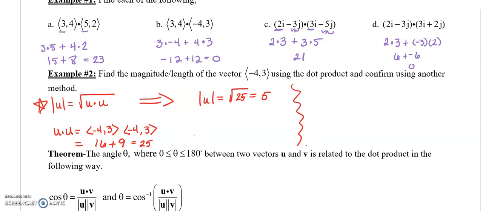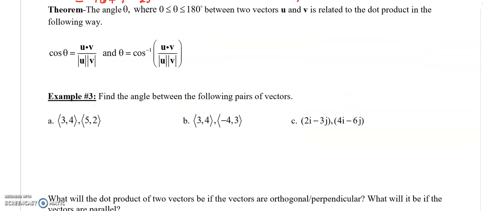I want you to take a moment, pause the video, and think of another method to confirm that. As you can see, in my second method I've placed the vector in the appropriate quadrant and drawn a reference triangle. The length of this side of the triangle is 4, and this is 3, and by Pythagorean theorem, the hypotenuse is 5, which is also the magnitude of the vector negative 4, 3.